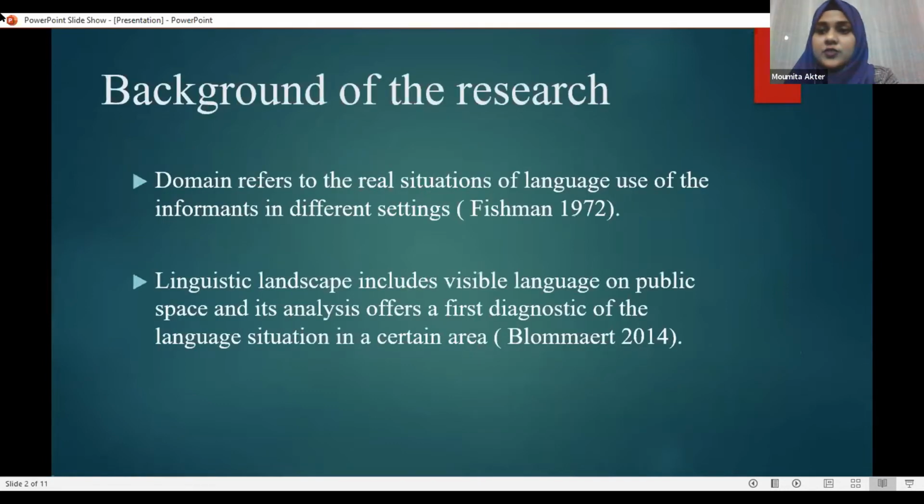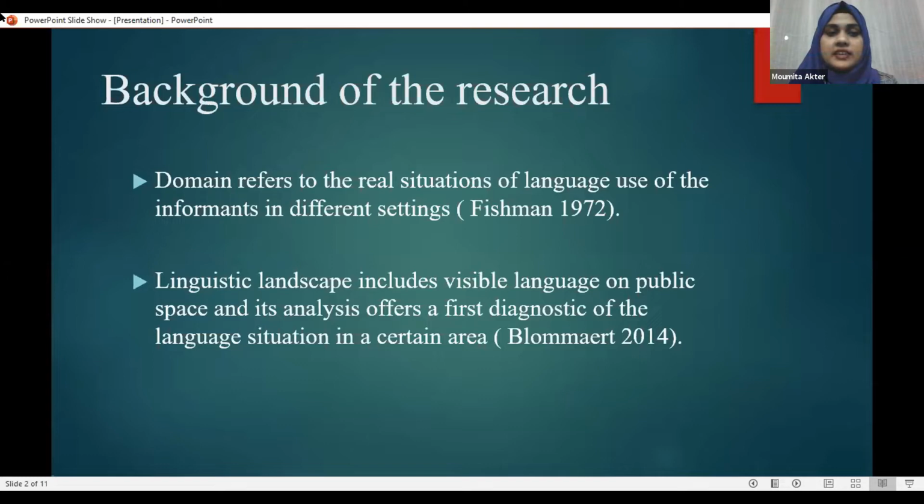Okay, so before going into details, I would like to introduce some of the terms. First of all, domain. According to Fishman, domain refers to the real situations of language use of the informants in different settings, and linguistic landscape. It includes visible language on public space.